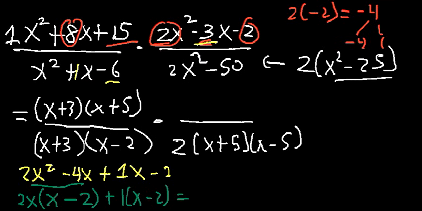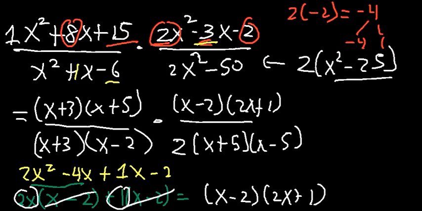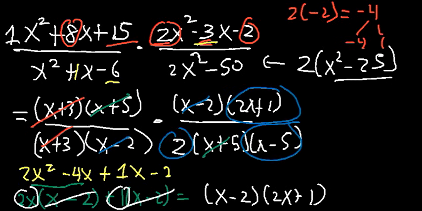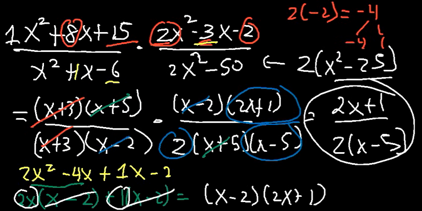So now if I factor out the x minus 2's, if I take away x minus 2 from this term, I'm left with 2x. And if I factor out x minus 2 here, I'm left with 1. So what I have on top is x minus 2 times 2x plus 1. So these cancel, and this term cancels here, and then these two cancel. So what we have left over is this term and those two. So it's 2x plus 1 divided by 2 times x minus 5. So that's the answer for this problem.